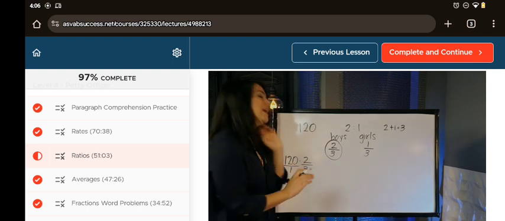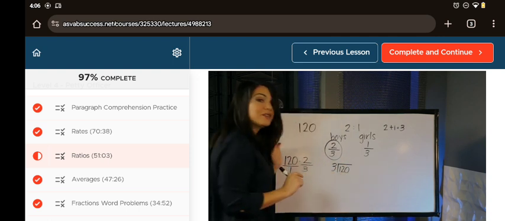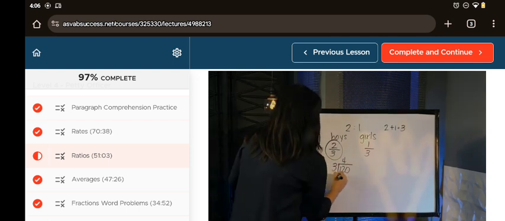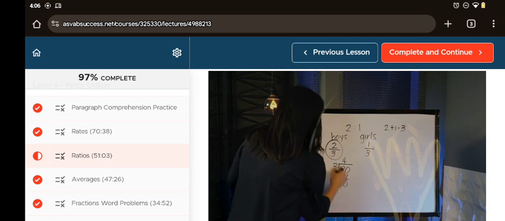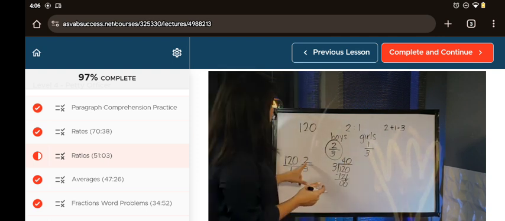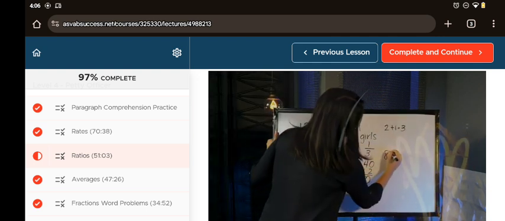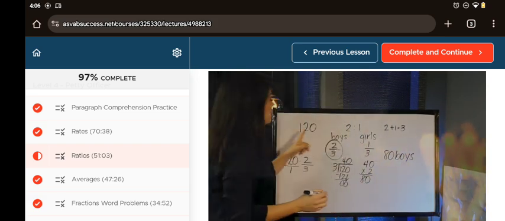Now remember what I told you. I always try to divide first because I like working with smaller numbers. So I'm going to do 120 divided by 3. 3 goes into 12 4 times. 12 minus 12 is 0. You bring down that 0, and you got 40. Okay? Now that we divided, the next thing we need to do is multiply. So we're going to do 2 times 40. Well, that's easy, right? 40 times 2 is 80. So we know that there are 80 boys out of this total of students.